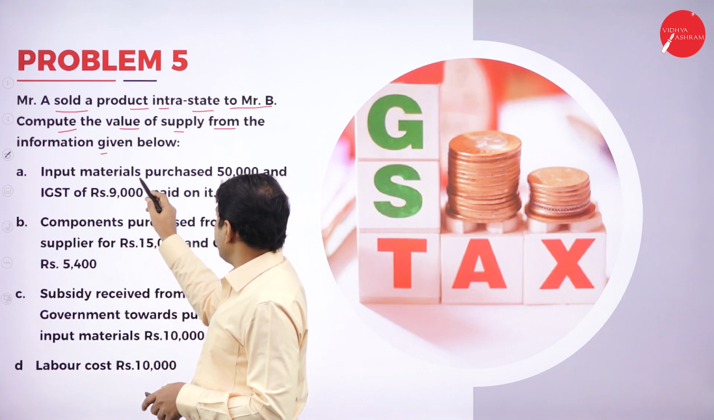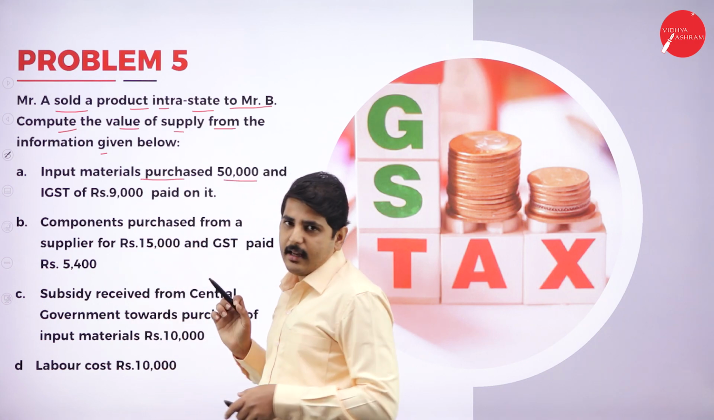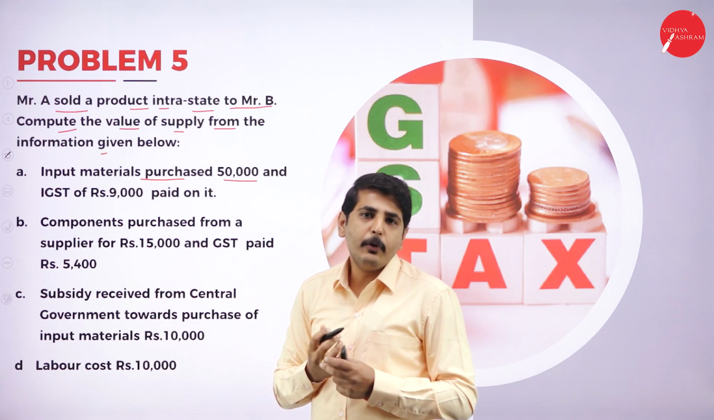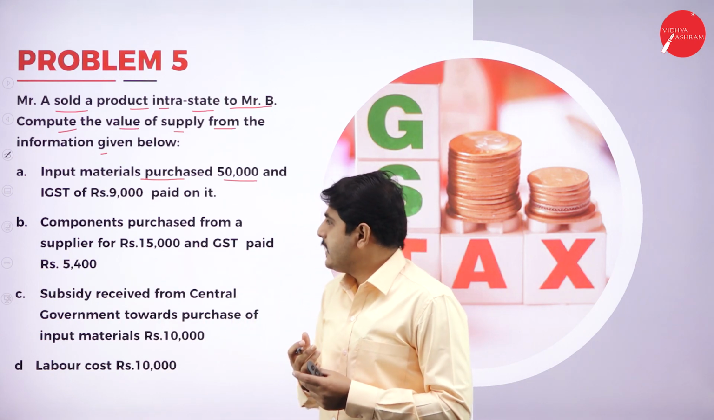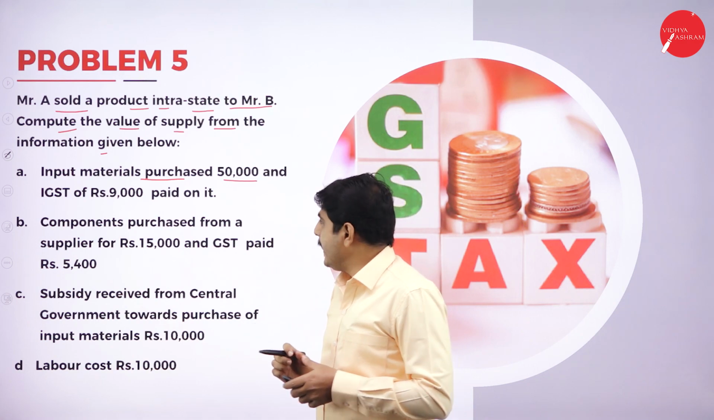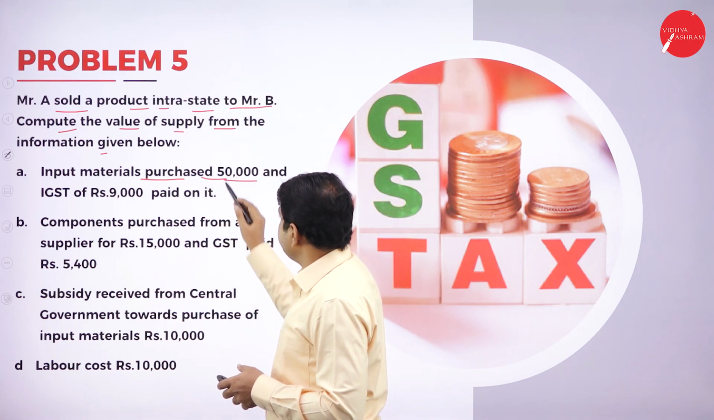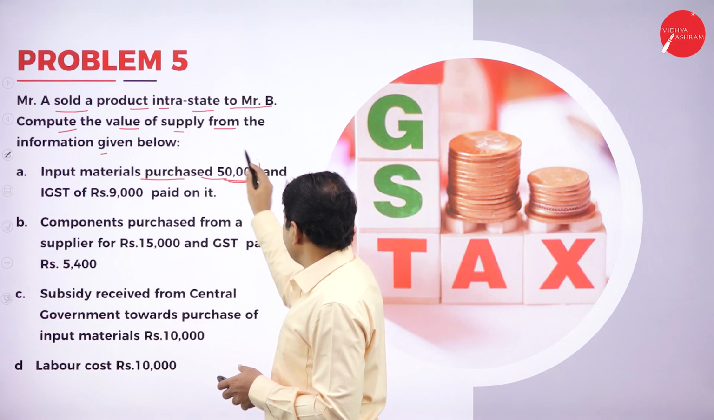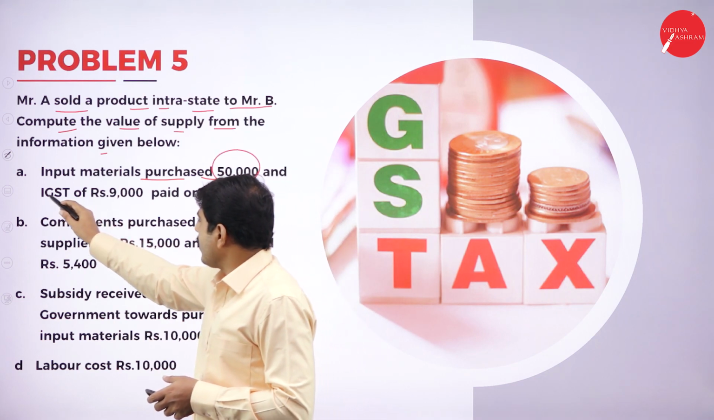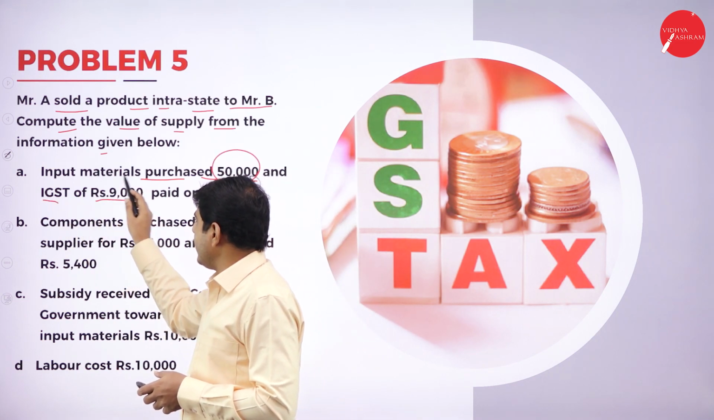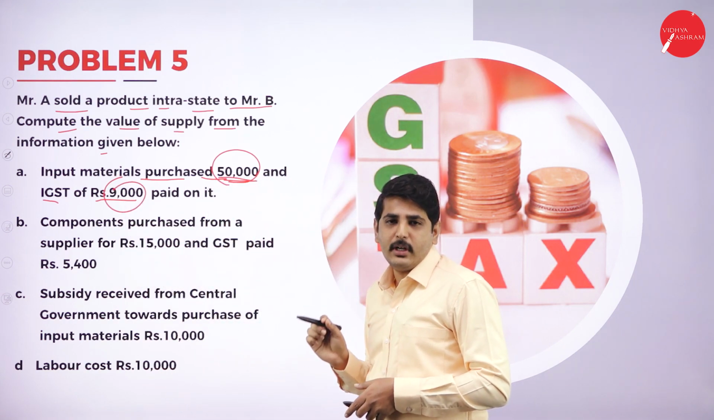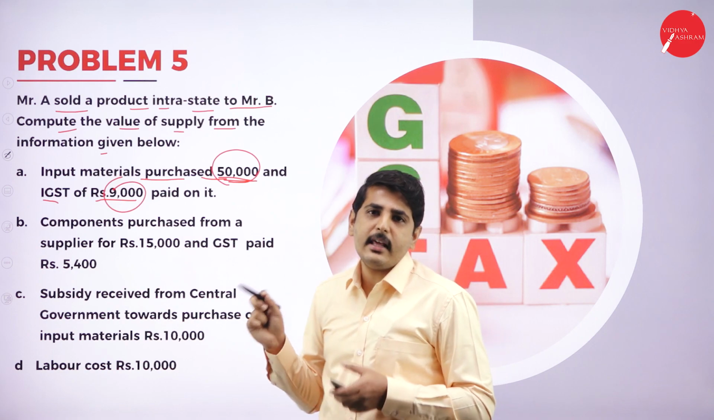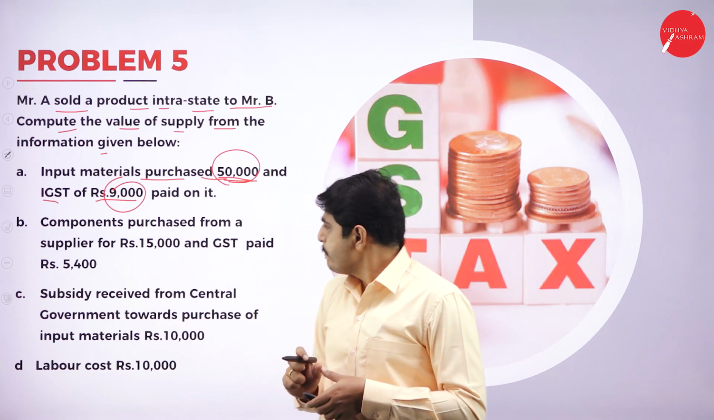Input materials purchased 50,000. See here, he has not given the full price of the actual or total cost of the machine. He has given separately. Now input materials is 50,000 and the tax paid or IGST paid on it is 9,000. We should not take this amount. So only we should consider 50,000. Tax only can be charged after adding all the cost of production. Next one.